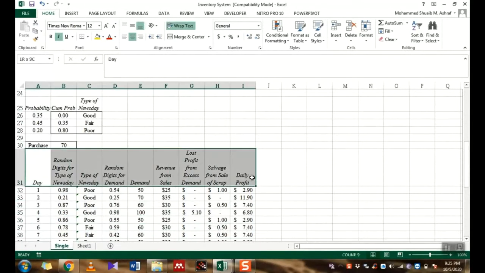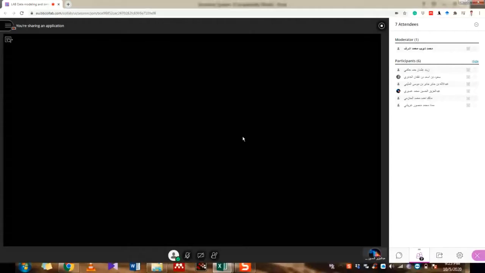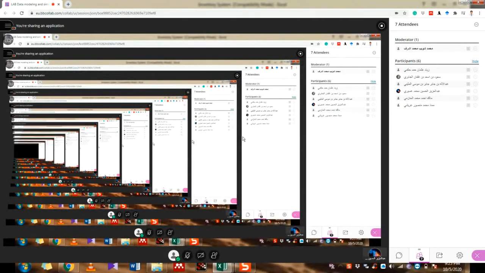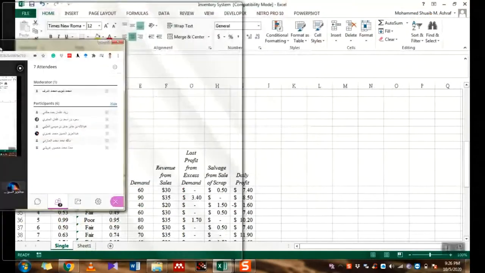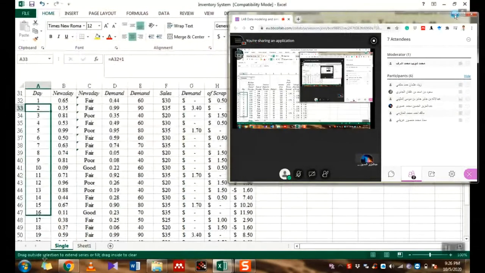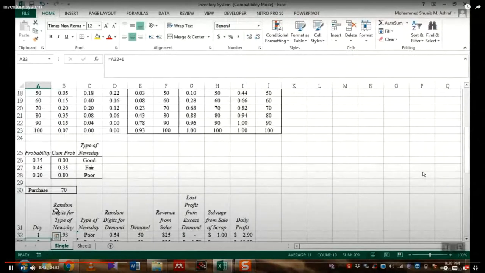The students have to prepare this table as it is. Now, how will we generate this table? Let's see. For the first day I will enter 1, and for the next, this plus 1, and then drag and apply this to all the cells. So we have 20 days here.